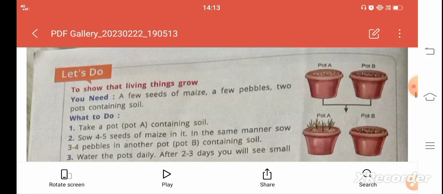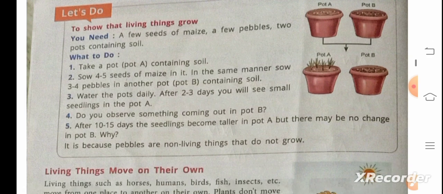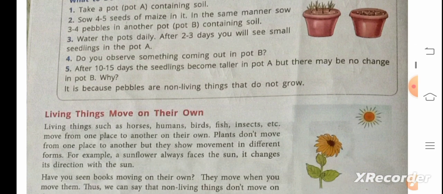Put some seeds in pots A and B. Pot A contains soil, and sow some 4 to 5 seeds of maize in it. Just put the seeds in and water the pots daily. In the case of B, you just add 3 to 4 pebbles, and you also water that. Observe after 10 to 15 days which pot is growing, whether the pebbles are growing or the plants are growing. At that time you can make a conclusion.